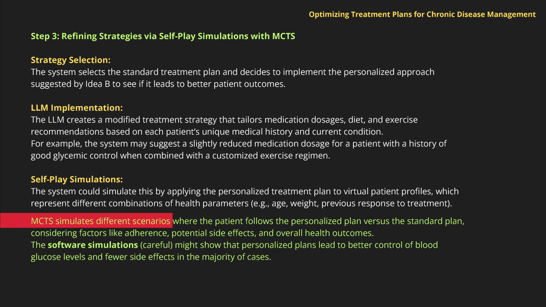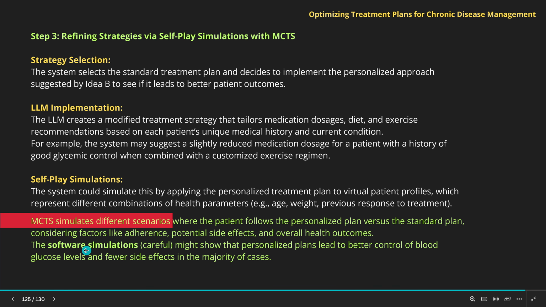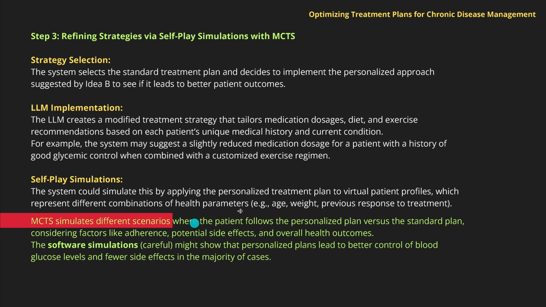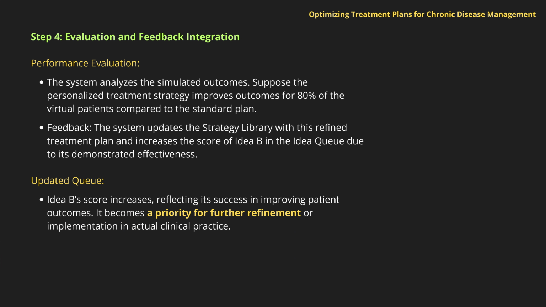So this software simulation must really map reality one-to-one on this simulation level, and then it might show that the personalized plan might lead to a better control of a particular parameter and maybe have fewer side effects. So you see what our Monte Carlo Tree Search does here. Then step 4, of course, we have to evaluate here. Performance evaluation: the system analyzes the simulated outcomes.